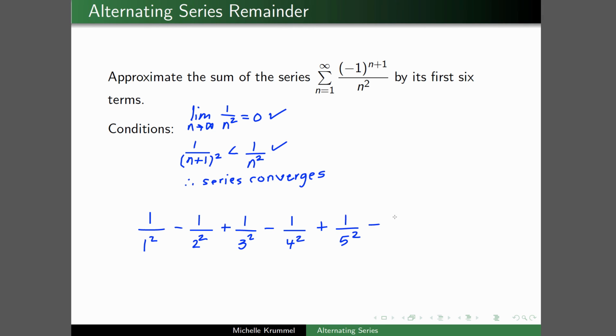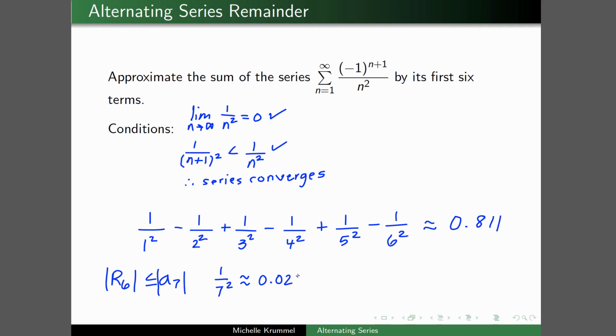So we want to use the first 6 terms and find that sum, which is approximately 0.811. Now the remainder for summing the first 6 terms is going to be less than or equal to the value of the 7th term. And the 7th term would be 1 over 7 squared, which is approximately 0.020.